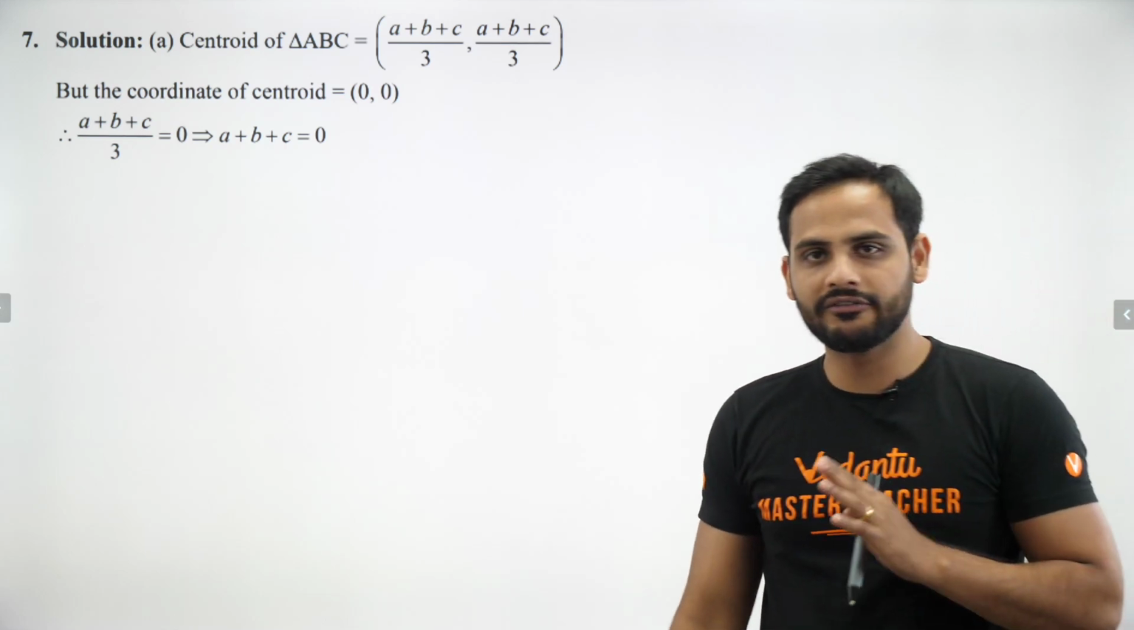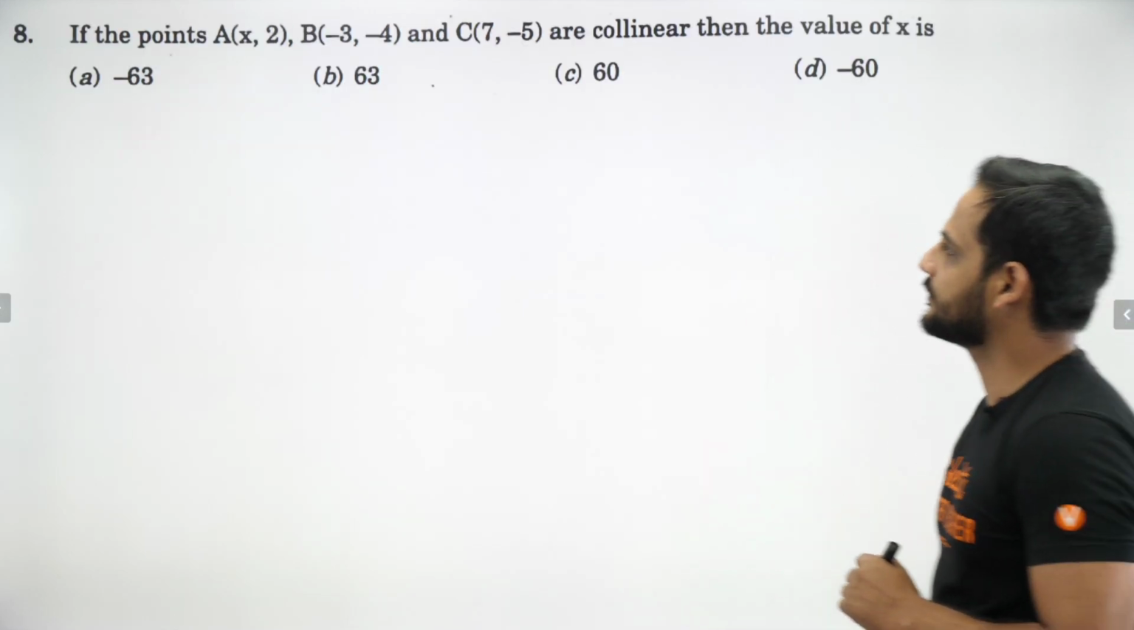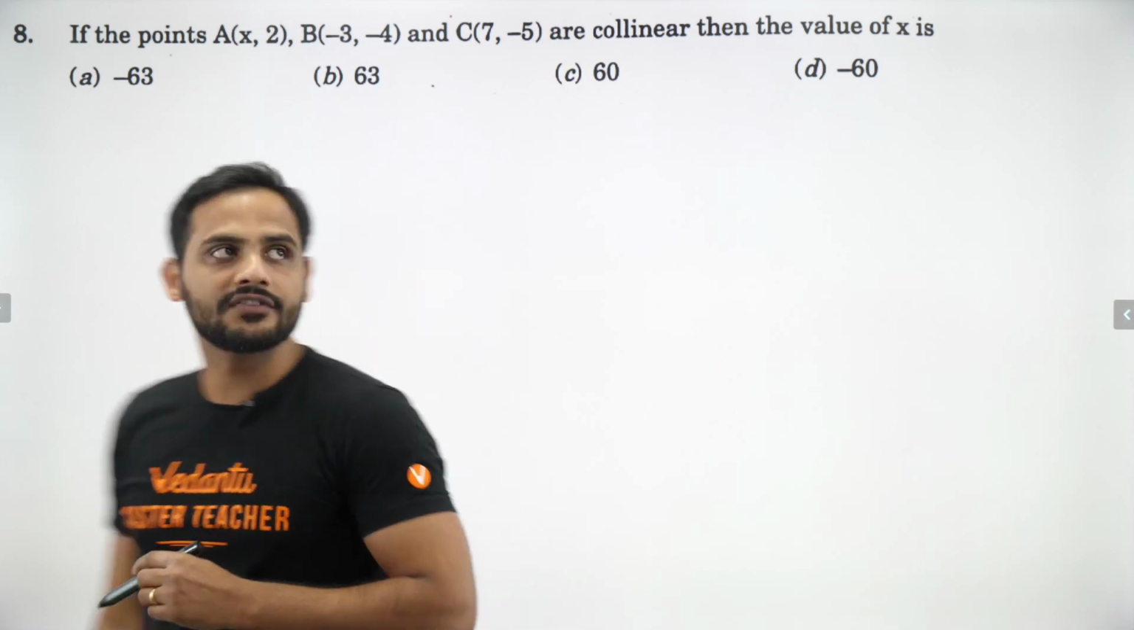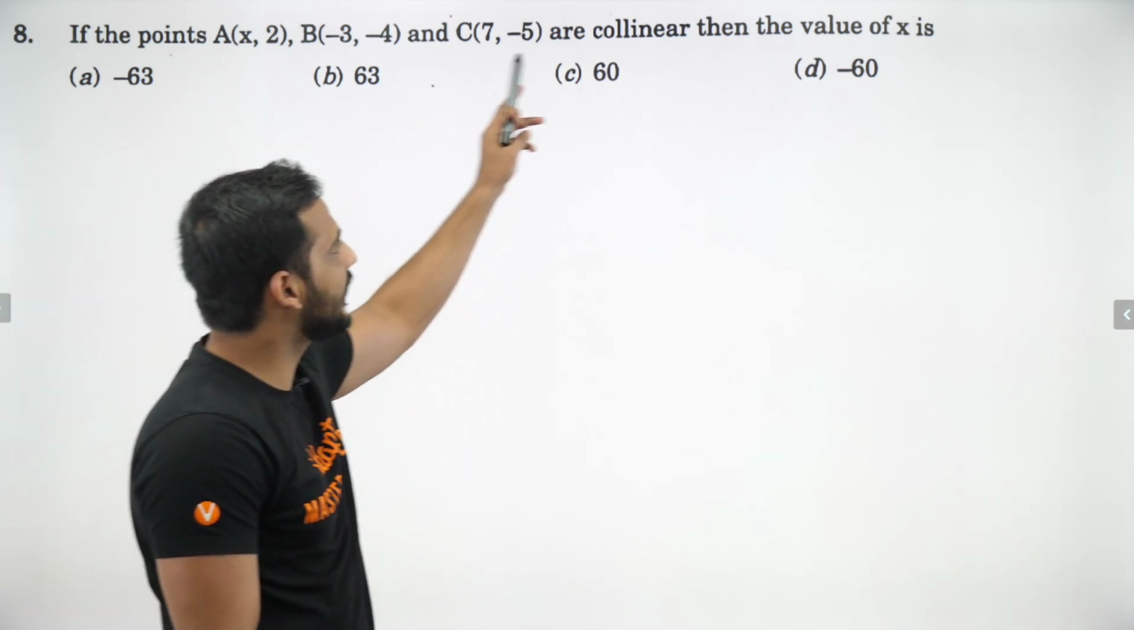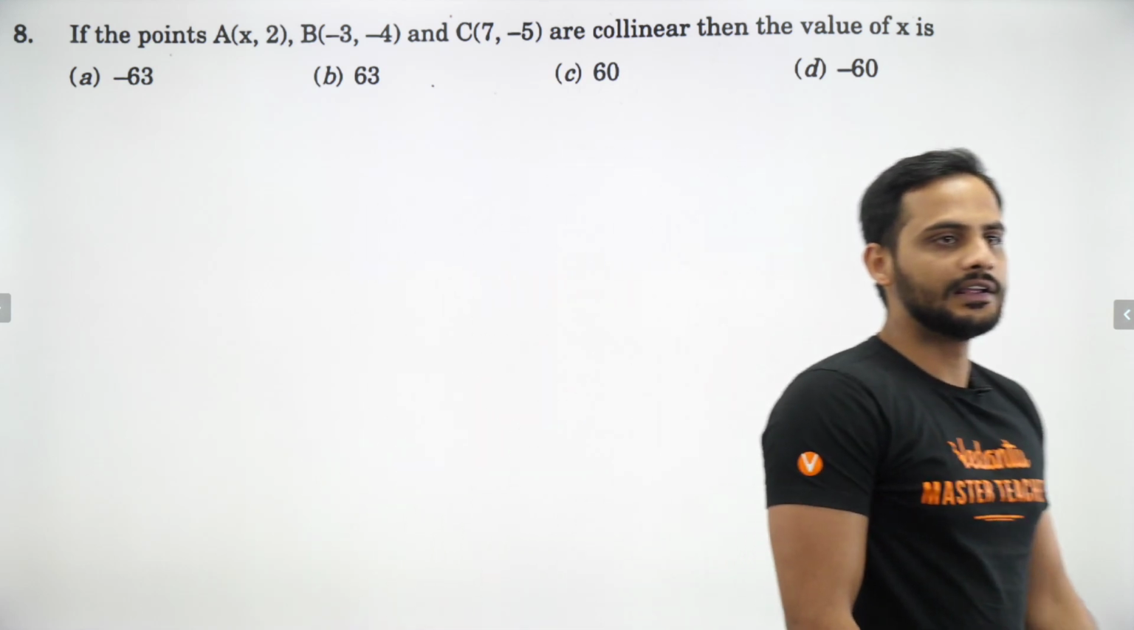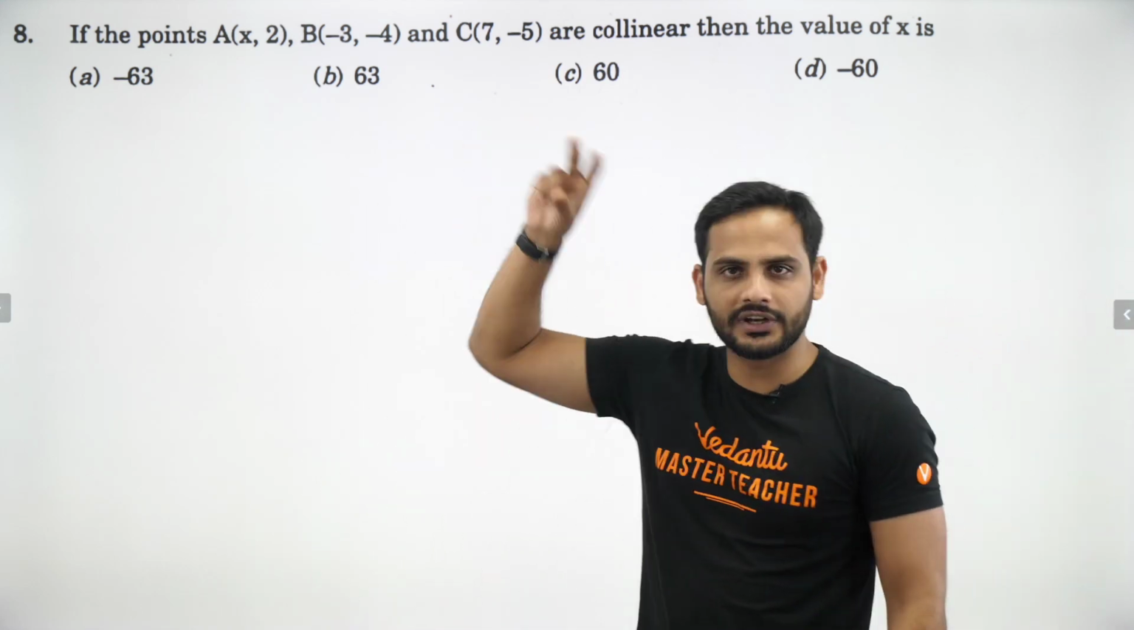Okay, we are moving very quickly. Let's move to the next question. If the points A (x, 2), B (-3, 4) and C (7, 5) are collinear, what will you do? Either you can say, there are two ways to solve this.